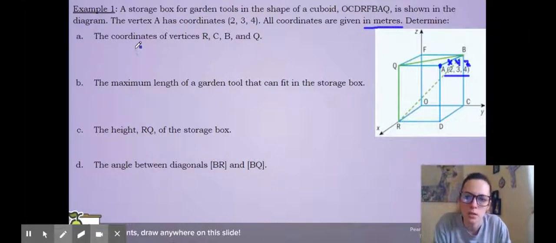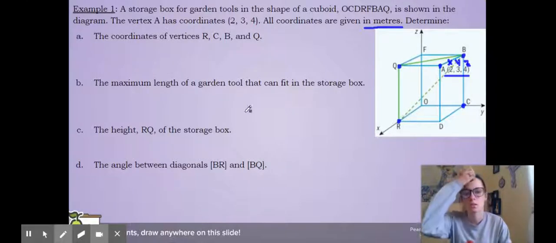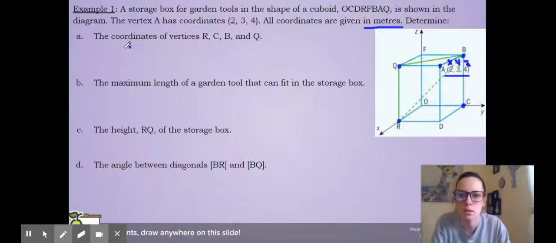And we are first asked to determine the coordinates of vertices R, C, B, and Q. All right, so let's start with coordinate R. And I'm going to write them in the same way that they wrote A in the diagram.